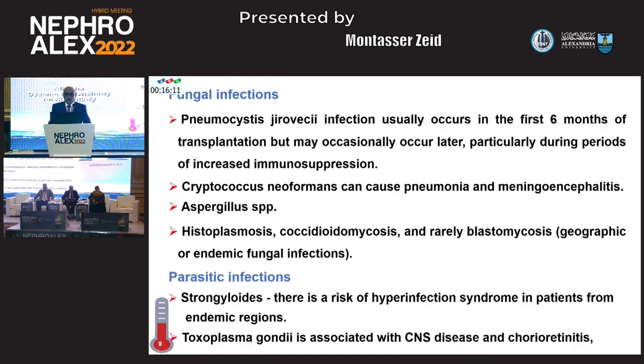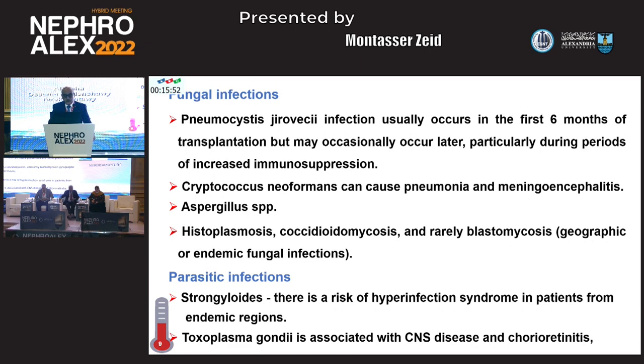Pneumocystis jirovecii infection usually occurs in the first 6 months of transplantation, but may occasionally occur later, particularly during periods of increased immunosuppression. Cryptococcus neoformans can cause pneumonia and meningoencephalitis. Other types of fungal infection may be less common in Egypt.